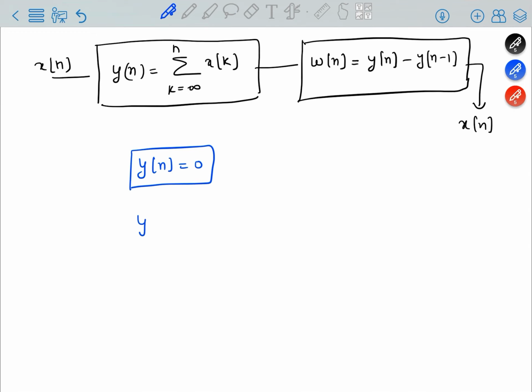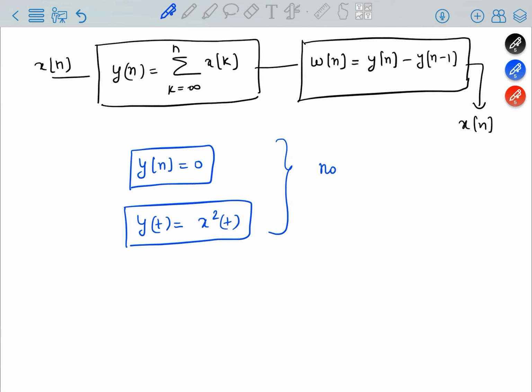Similarly, a system described by x square of t can also be a non-invertible system, because here if we take some positive value of x(t) or negative value of x(t), both will lead to the same output. So distinct input will not lead to distinct output. That's why both of these examples are non-invertible systems.